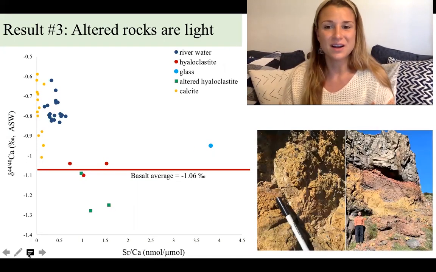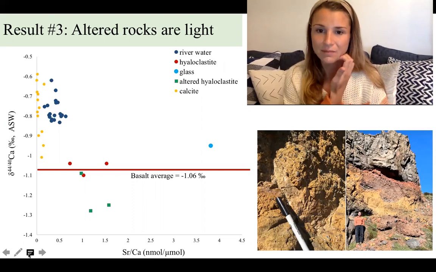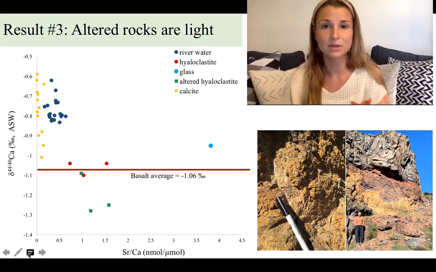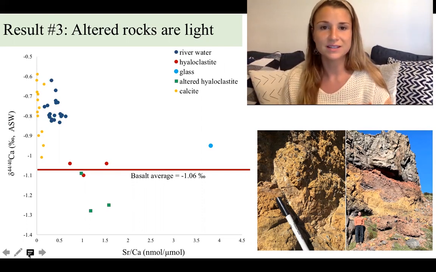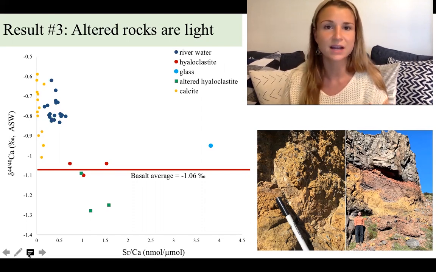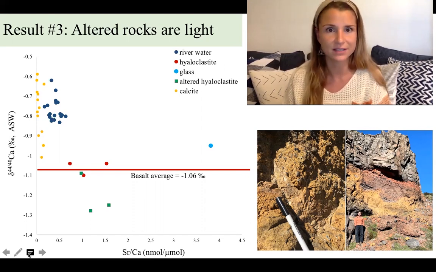Another result I want to talk about is that altered hyaloclastites shown in these pictures are isotopically light. So these green data points plot below the red line, which says that fractionation during alteration is causing these rocks to kind of retain the light isotope, and then the water around them would be enriched in the heavy isotope.